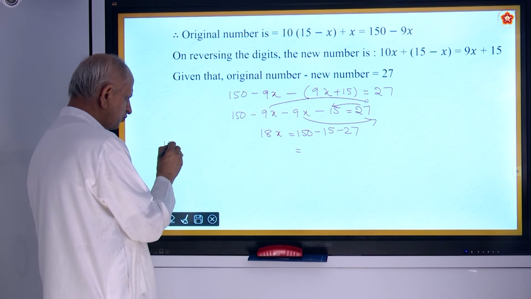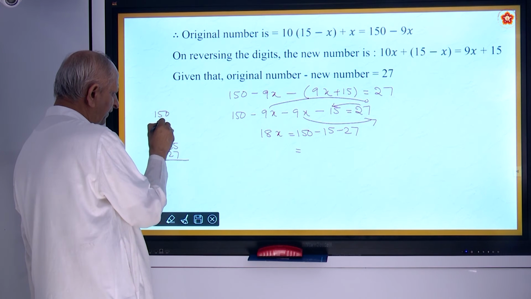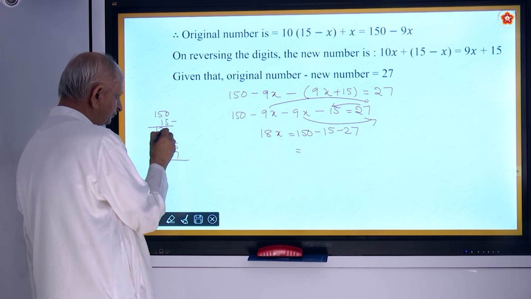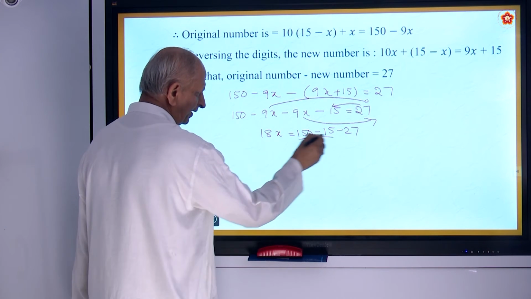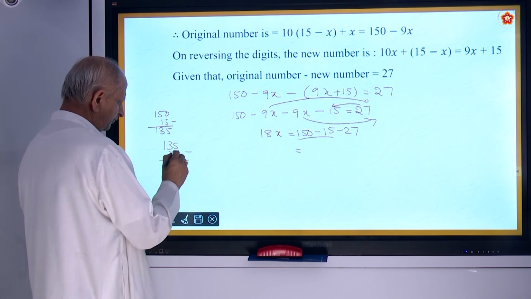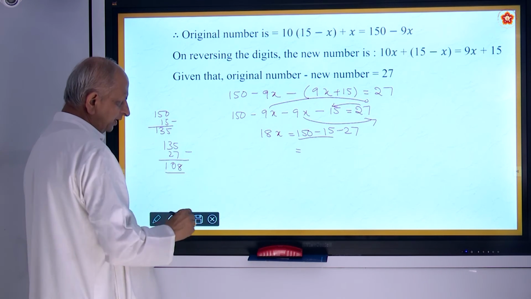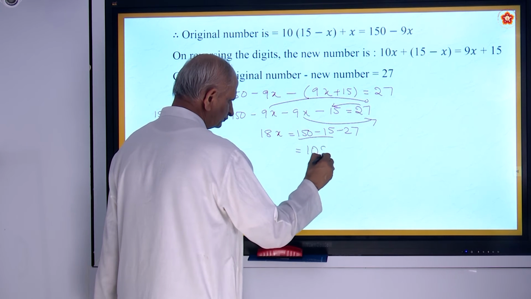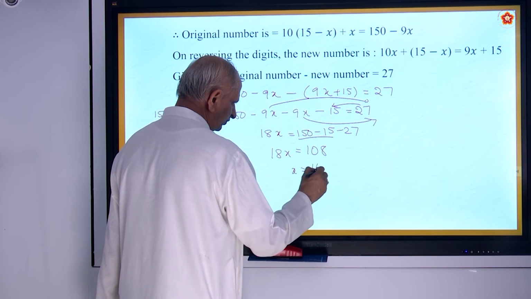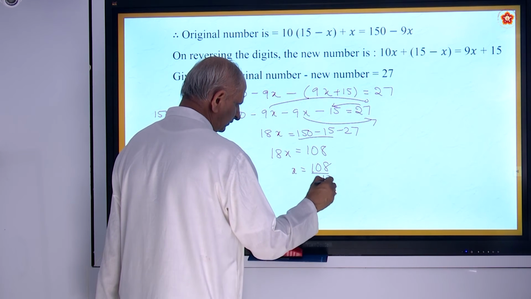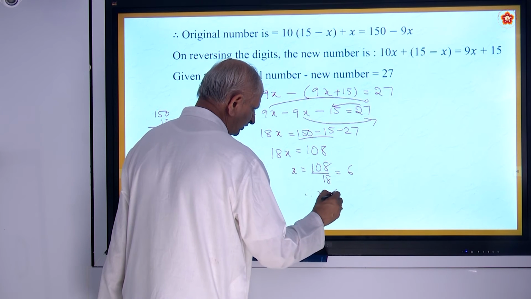135 minus 27. How did you get 135? 150 minus 15, correct? 135. This is minus 27. 15 minus 7 is 8, 0, 108. So 18x is equal to 108. x is equal to 108 by 18. 18 sixes, therefore the value of x is equal to 6.